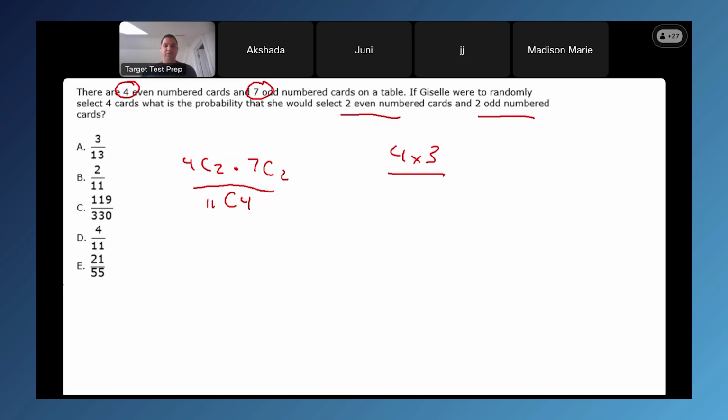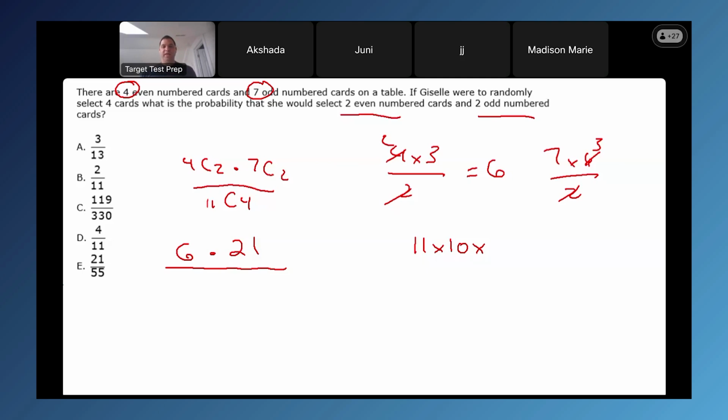4 times 3 divided by 2, that's 6. 7 times 6 divided by 2 factorial, same thing, times 21. I'm not going to multiply 6 by 21 because chances are we're going to reduce. Then 11 choose 4: 11 times 10 times 9 times 8 divided by 4 times 3 times 2. 4 and 2 reduces the 8.